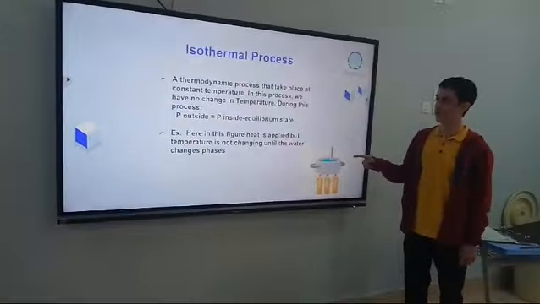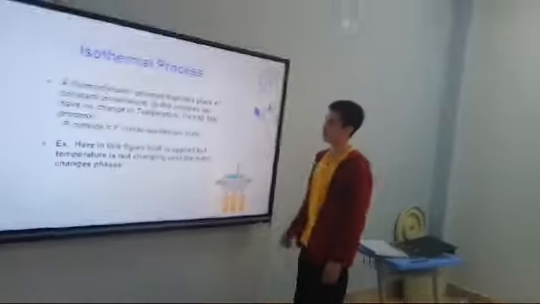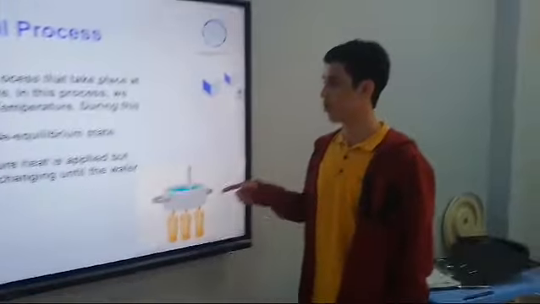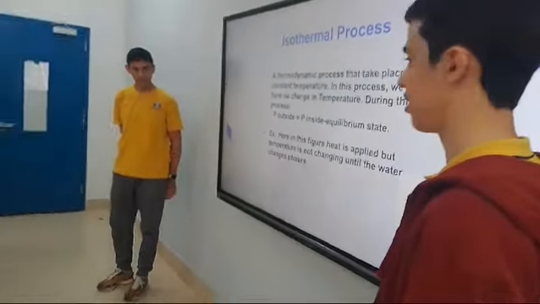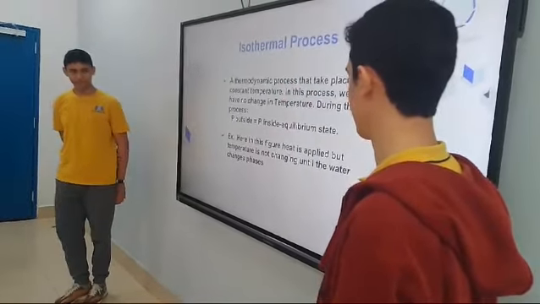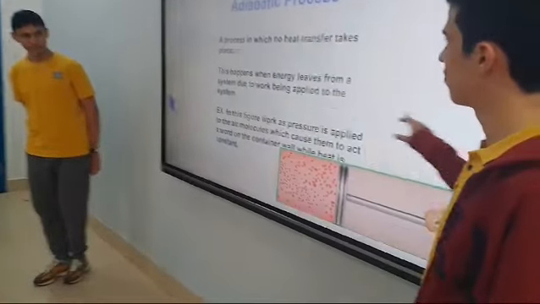Second one, isothermal process. Can you read, Ram? Yes. A thermodynamic process that takes place at constant temperature. In this process, we have no change in temperature. During this process, outside pressure is equal to inside equilibrium pressure. Example, here in this figure, heat is applied but temperature is not changing until the water changes phases. So in an isothermal process, we have constant temperature and also pressure. In the example down, the water phase is not changing, it's still liquid, while heat is increasing.